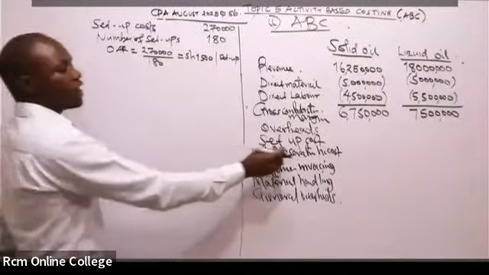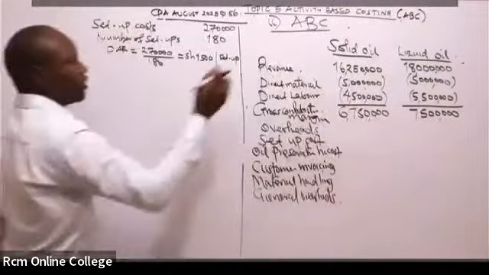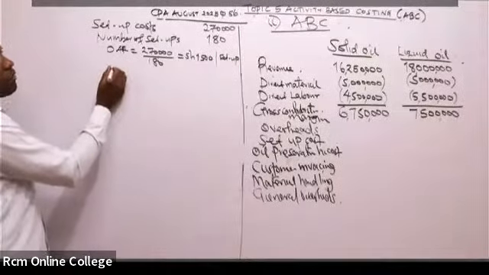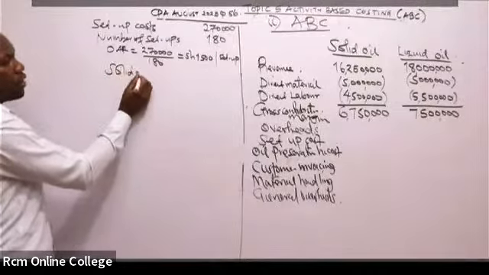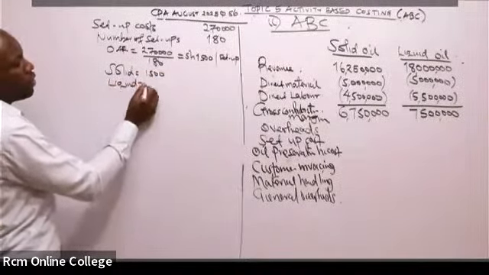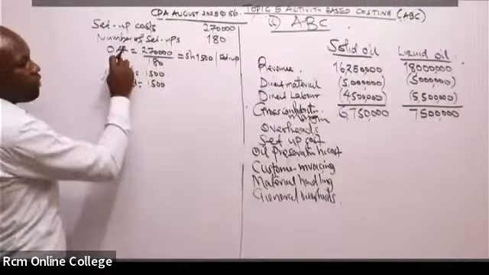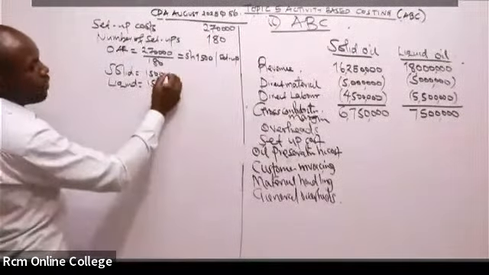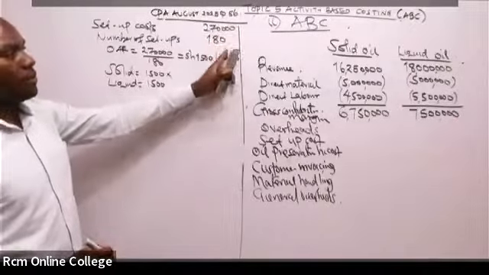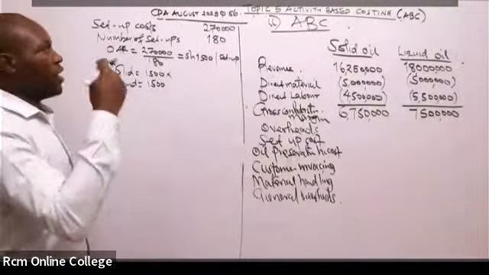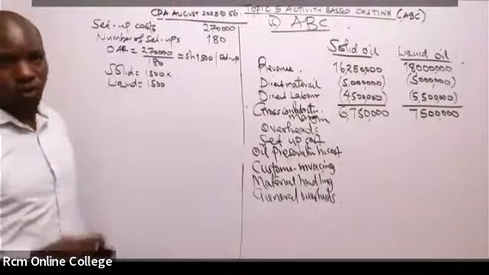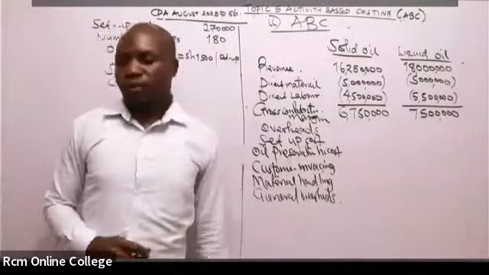Can we now get the overhead that will be given to the solid oil? That is overheads absorbed. The overhead absorption rate times the activity level. What is our activity level? Number of setups. What is the number of setups for the solid oil? Number of setups, for those who are writing.